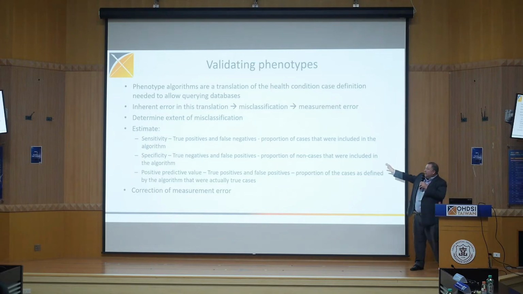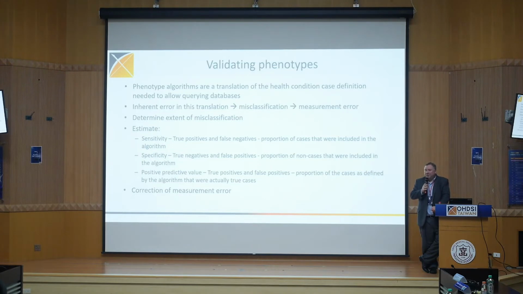So we would like to be able to estimate measures of sensitivity, specificity, and positive predictive value. These are metrics that are commonly associated with quantifying measurement error. What we observe in our field of epidemiology and real-world evidence is that while we would like to understand these metrics, it's quite uncommon that people actually estimate them.